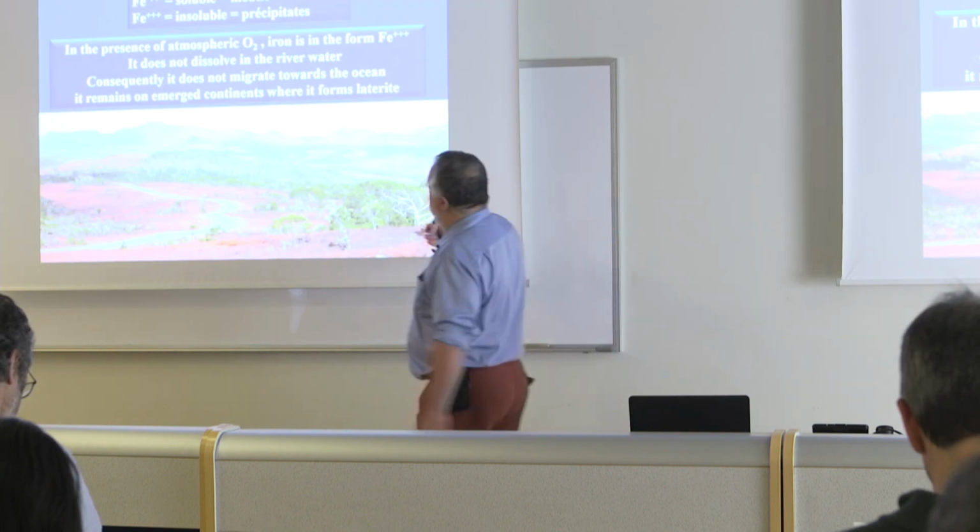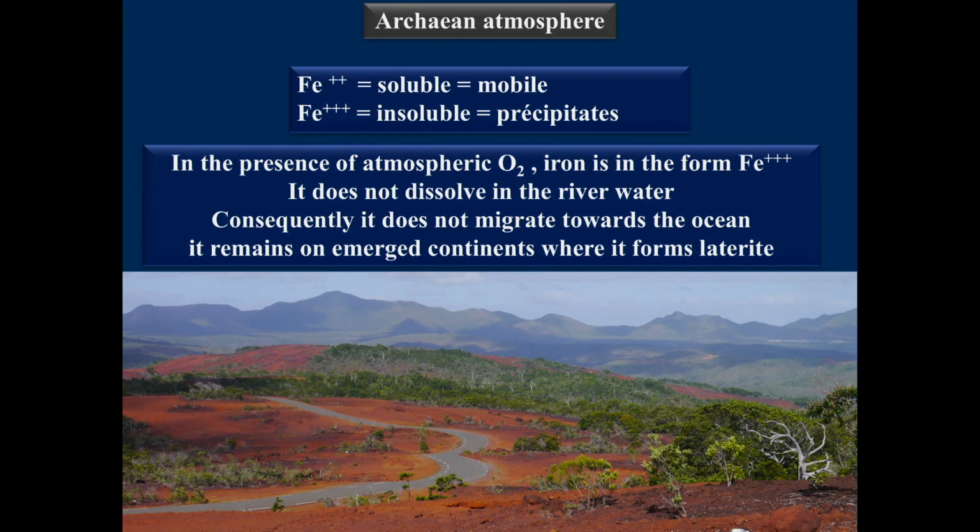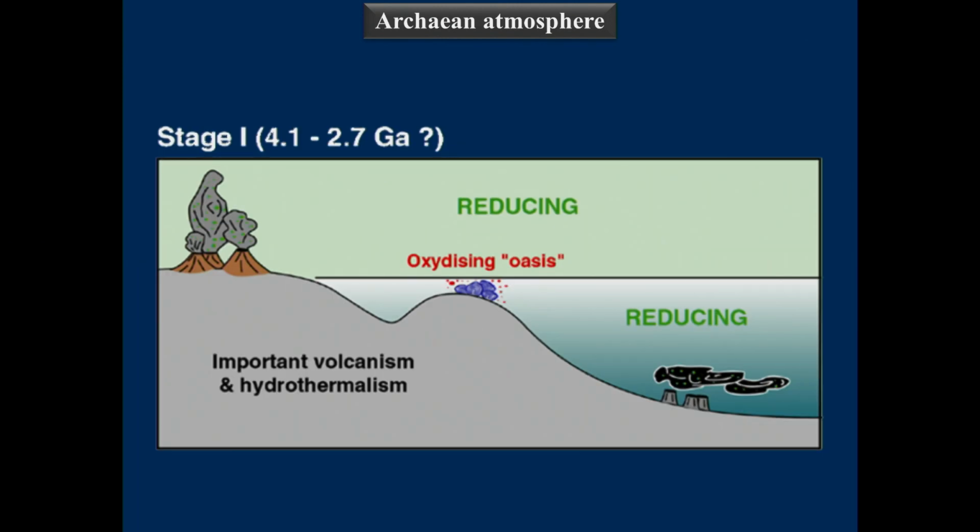This is what we can see here. The iron is iron-free and fixed on the land, and it doesn't migrate to the ocean. So the situation for the Archaean was, of course, that in the atmosphere there was no oxygen, so it was reducing. The ocean was also reducing, so the content of iron 2 in the ocean was very high.